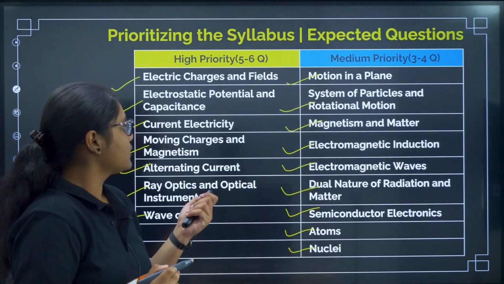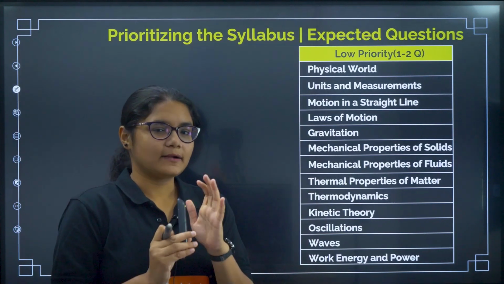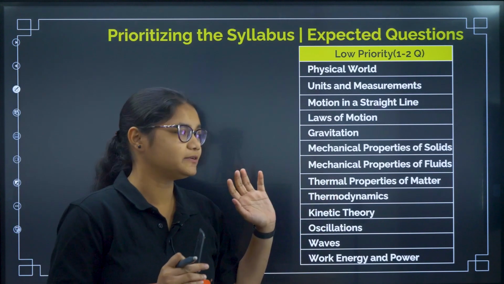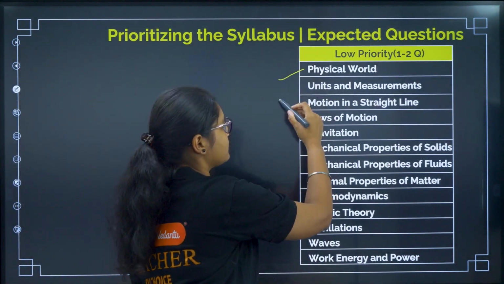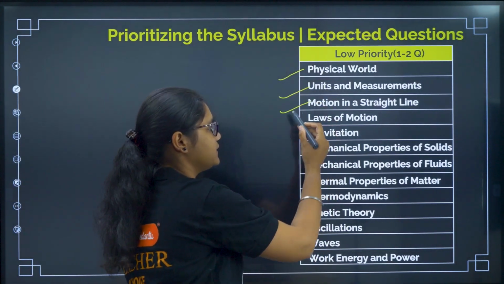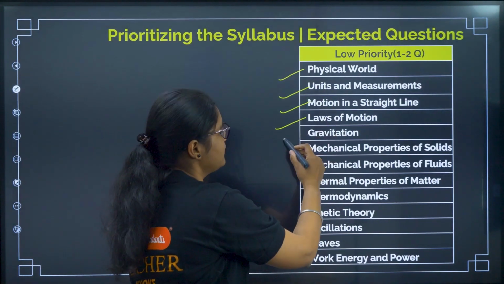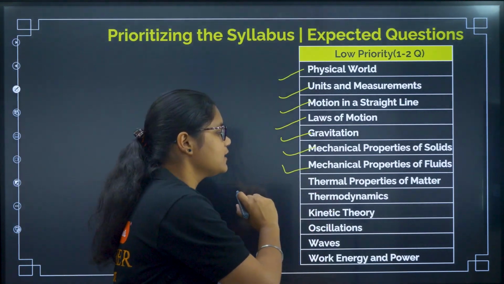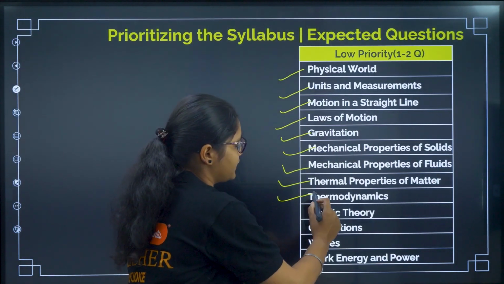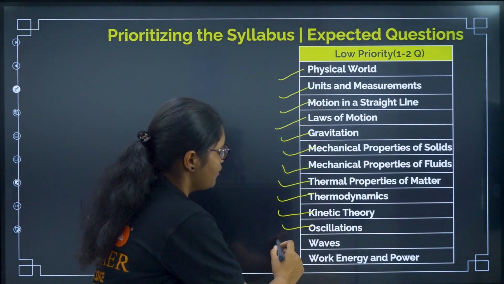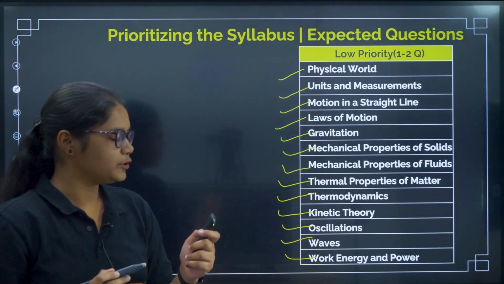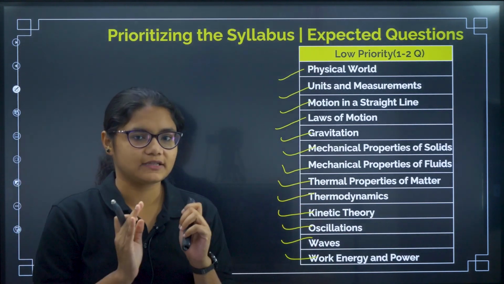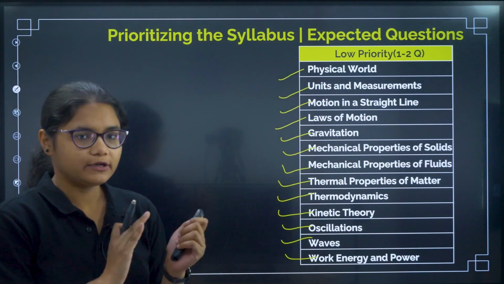Okay. Now coming to the low priority chapters, these are the chapters from where we can expect hardly 1 to 2 questions. So you have to invest less time for these chapters. First is physical world. Then we have units and measurements. Then motion in a straight line. Then laws of motion, gravitation, mechanical properties of solids, mechanical properties of fluids, thermal properties of matter, thermodynamics, kinetic theory, oscillation, waves, and work energy and power. You can see high weightage chapters are mostly from your PU2 topics and low priority chapters are from your PU1 topics. So accordingly you have to divide your time.